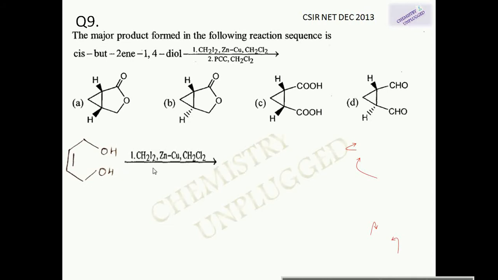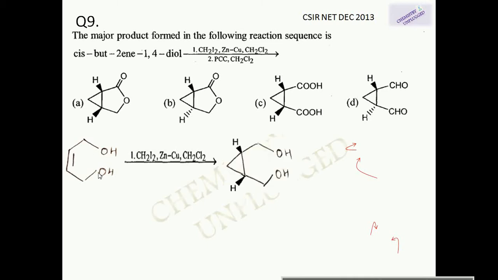Cis-but-2-ene-1,4-diol has this structure. In the first step we are using methylene iodide, zinc-copper couple in DCM. This reaction is the Simmons-Smith reaction, and it is the most common way of generating cyclopropane compounds. It is basically a transfer of a carbene group. This CH2 group will transfer to this alkene group and it will try to attach in such a way that it is on the same face as the OH group.